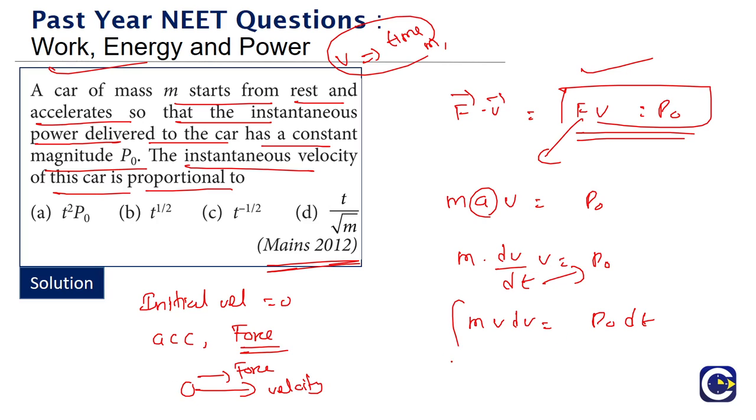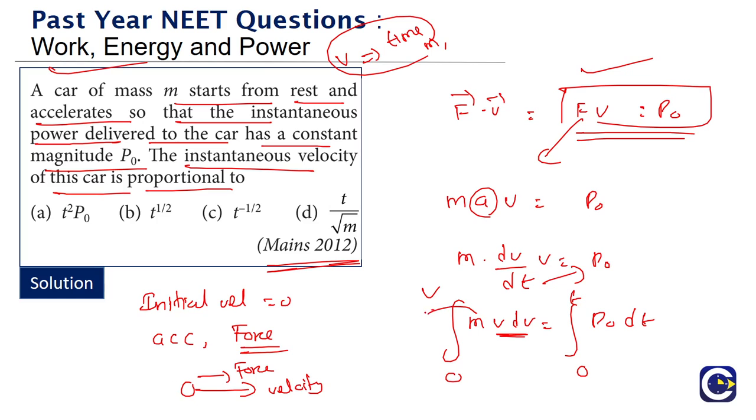Now here when we integrate this, we will be able to understand velocity, how is it changing? Initial velocity is 0. Let us say the velocity after time t is v. Time is starting from 0 to t. So from here we will be able to get the relation between the instantaneous velocity and the time.